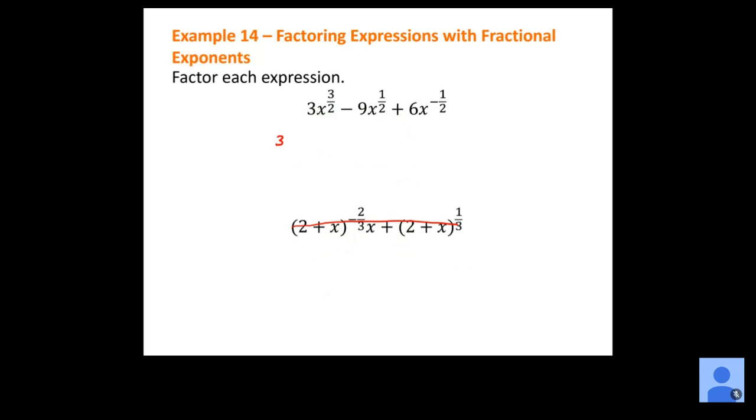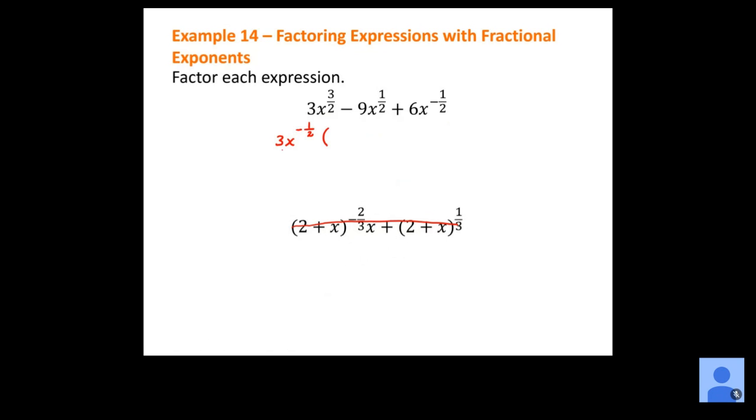Now I look at my variable, and remember, we're always taking out the smallest exponent of all of those variables. So I know it's going to be x to some power of 3 halves, 1 half, and negative 1 half. The smallest value is negative 1 half. So we're actually taking out the x to the negative 1 half because that is the smallest of all of your exponents. Now we figure out what's left over.